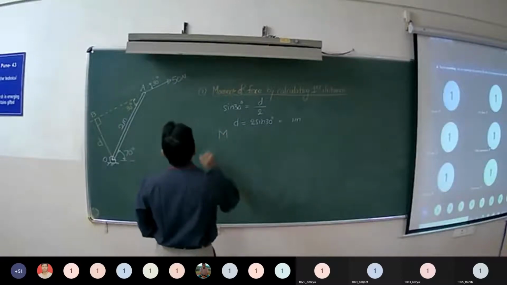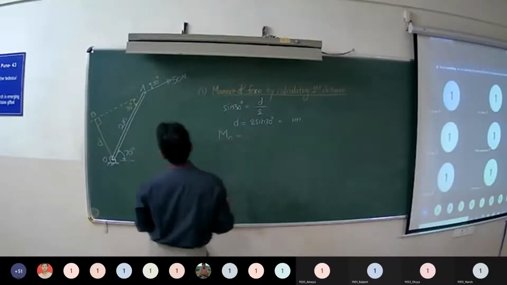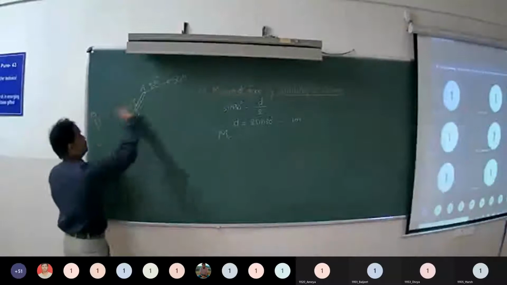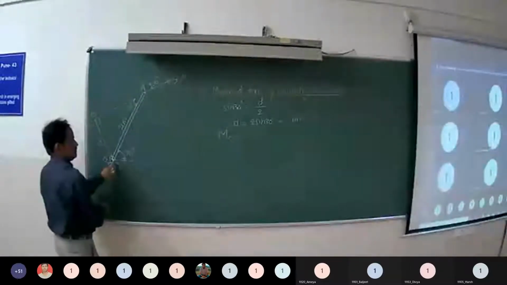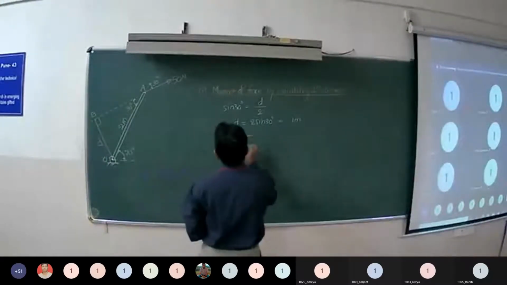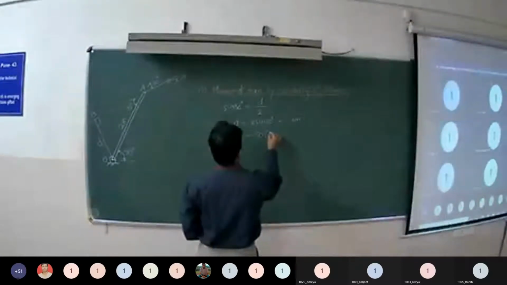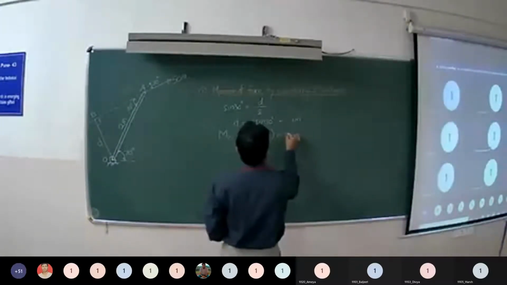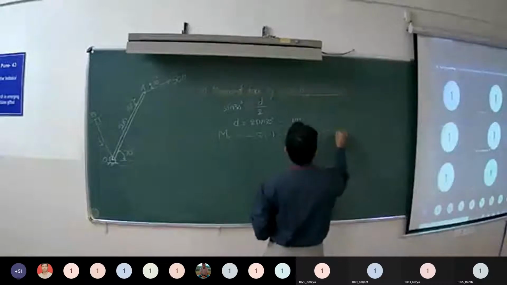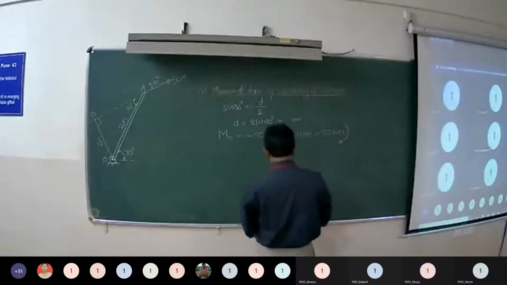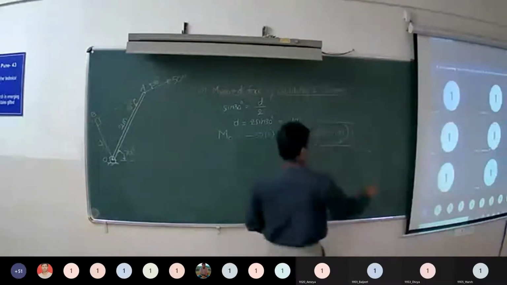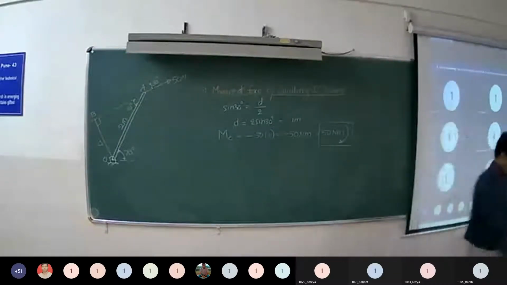Therefore, the moment of the force about point O. Now tell me, what is the sense of rotation of the force about point O? It is clockwise. The force is tending to rotate in clockwise direction about point O. So minus 50 into perpendicular distance 1, so minus 50 Newton meter. So it is 50 Newton meter clockwise. It is the moment of the 50 Newton force acting at point A about point O.